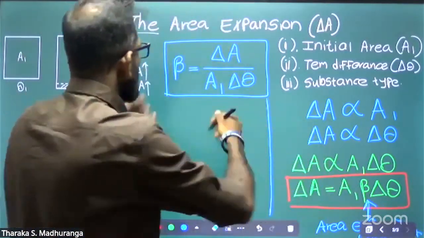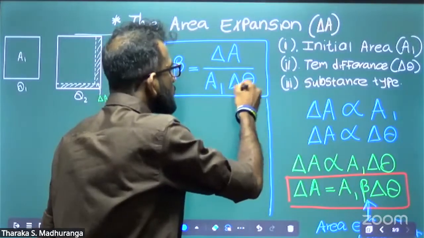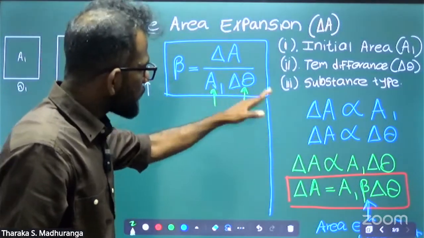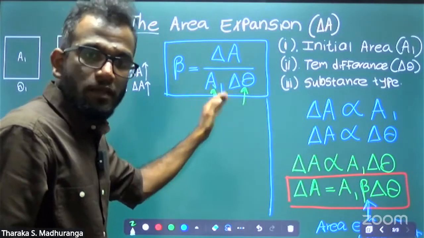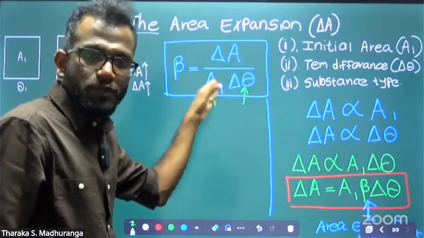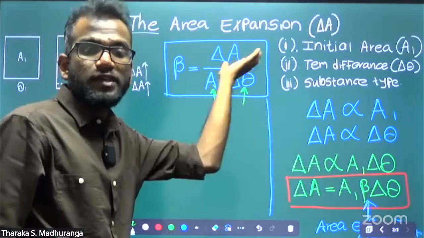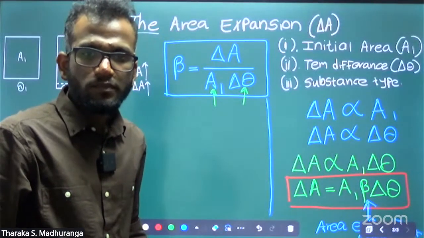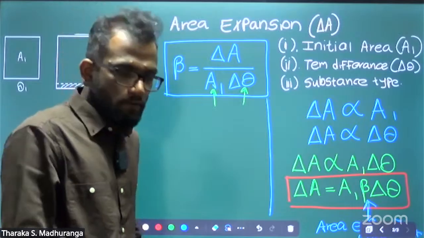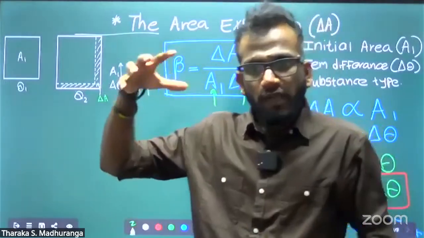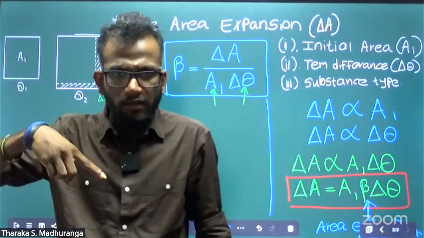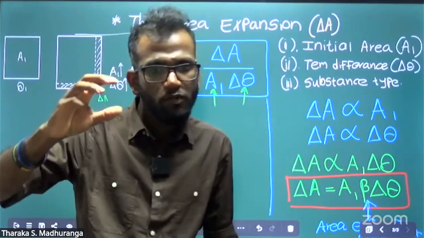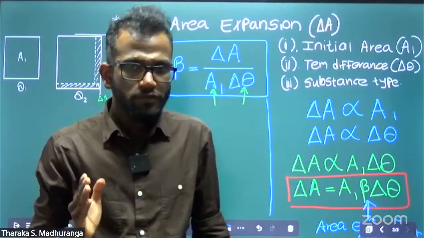Now it is very simple. When we increase the temperature by 1 degree of unit area of any substance, the increase in area, the area expansion, we call the area expansion coefficient. When the temperature of any matter's unit area, that is 1 square meter or 1 square centimeter, is increased by 1 degree, its area expanding amount we call beta, the area expansion coefficient.